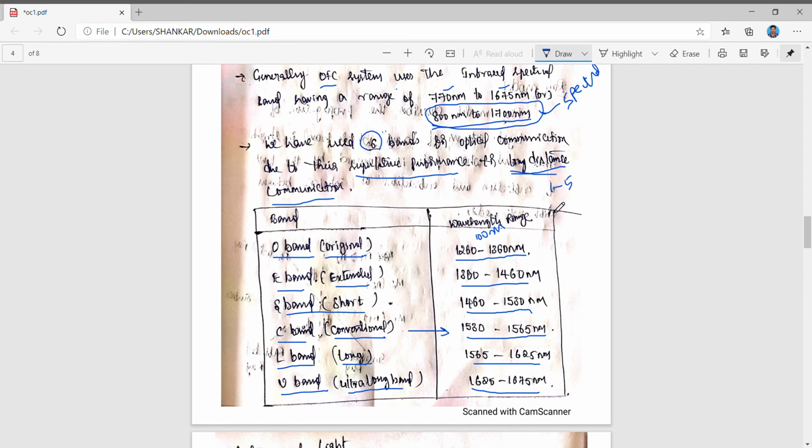Suppose one person is here and a second person is here, and you want to communicate from here to here. Maybe there is a distance of meters, assume it is 2 meters. We can easily communicate over this distance.